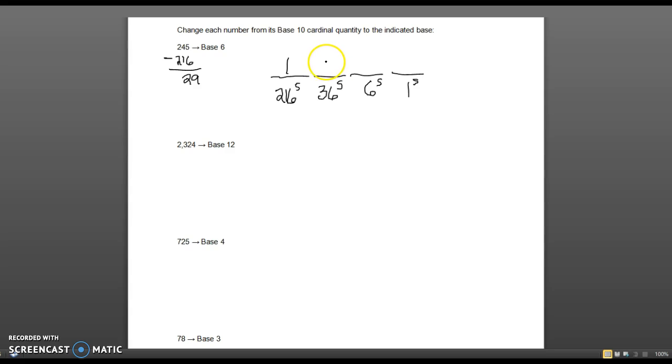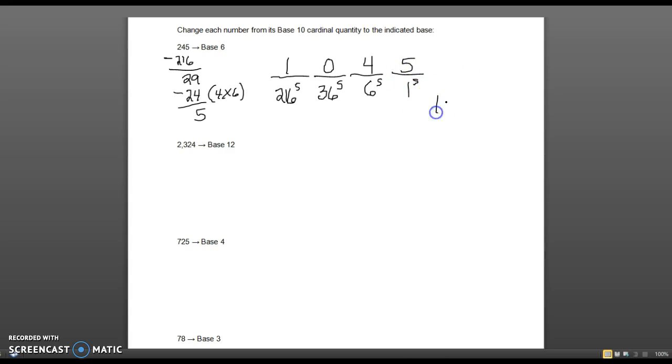All right, can I get any 36s? No, I've only got 29, so I can't make any 36s. Can I make 6s? And yeah, I can. I need to figure out how many. Well, 4 6s would be 24. 5 6s would be 30. So 4 is the biggest I'm going to be able to go. So 4 6s is 24. I'll record here that was 4 times 6. I subtract, I've got 5 left, and those are going to be recorded in my ones column.